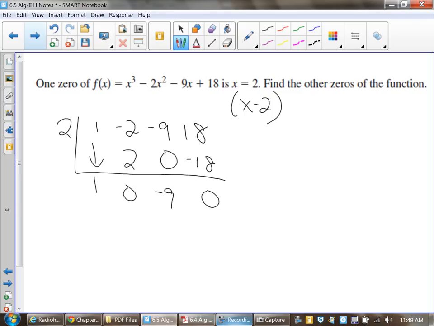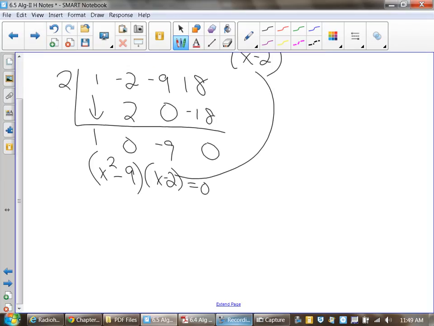What's the new polynomial you're left with? x squared minus 9. And up here, I have the x minus 2 already. And I'm finding all of the zeros. Could you tell me my zeros for x squared minus 9 right away, or do I have to factor that further? 3 and negative 3. So I know that my zeros here will be plus or minus 3, and my other zero here was 2.